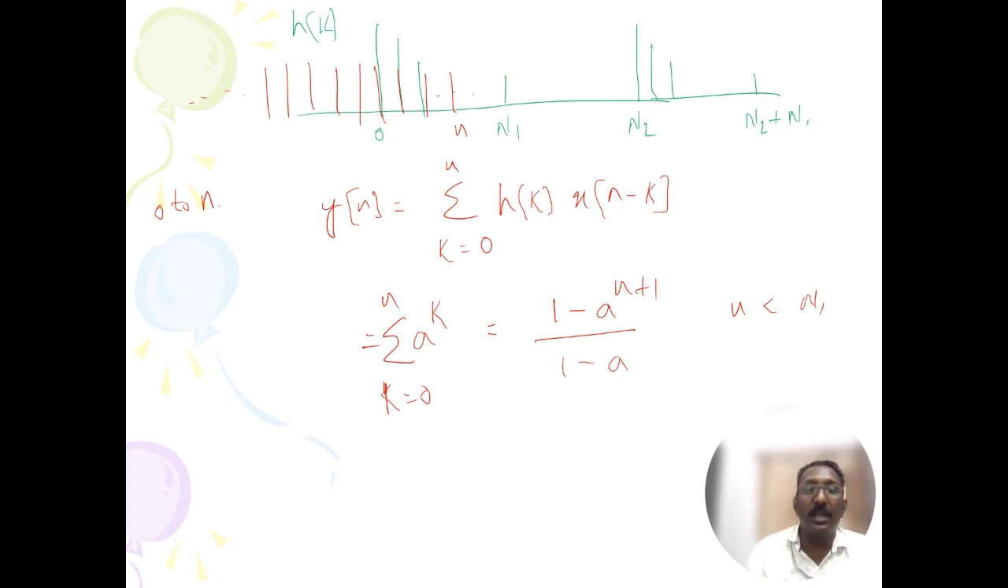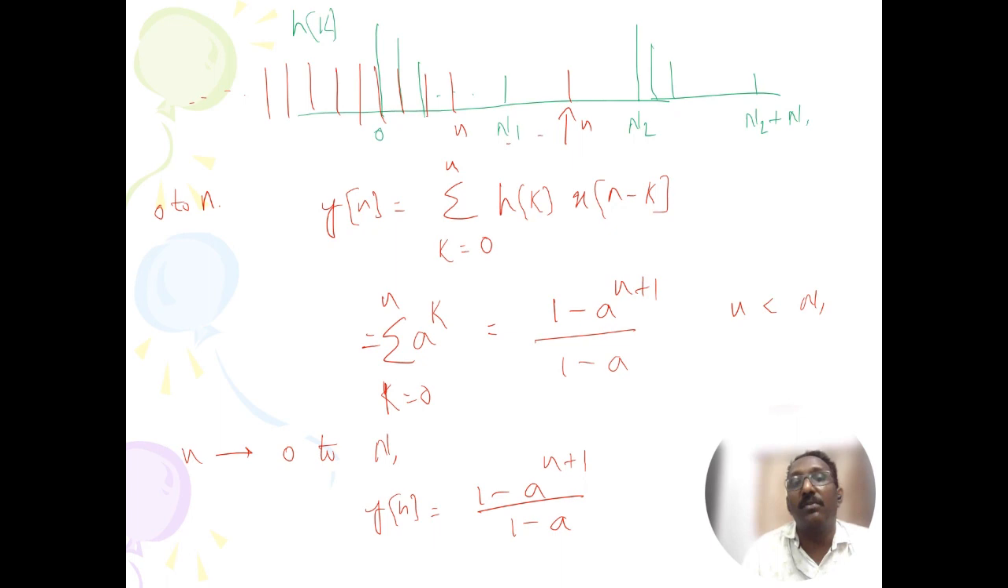Now coming to this n value, it will be in between 0 to n1. Output y of n is 1 minus a power n plus 1 by 1 minus a. Now we have to consider the next interval. n value will be between n1 to n2. If n value is in between n1 to n2, the overlap portion is always from 0 to n1 only, because after n1 there are no samples.